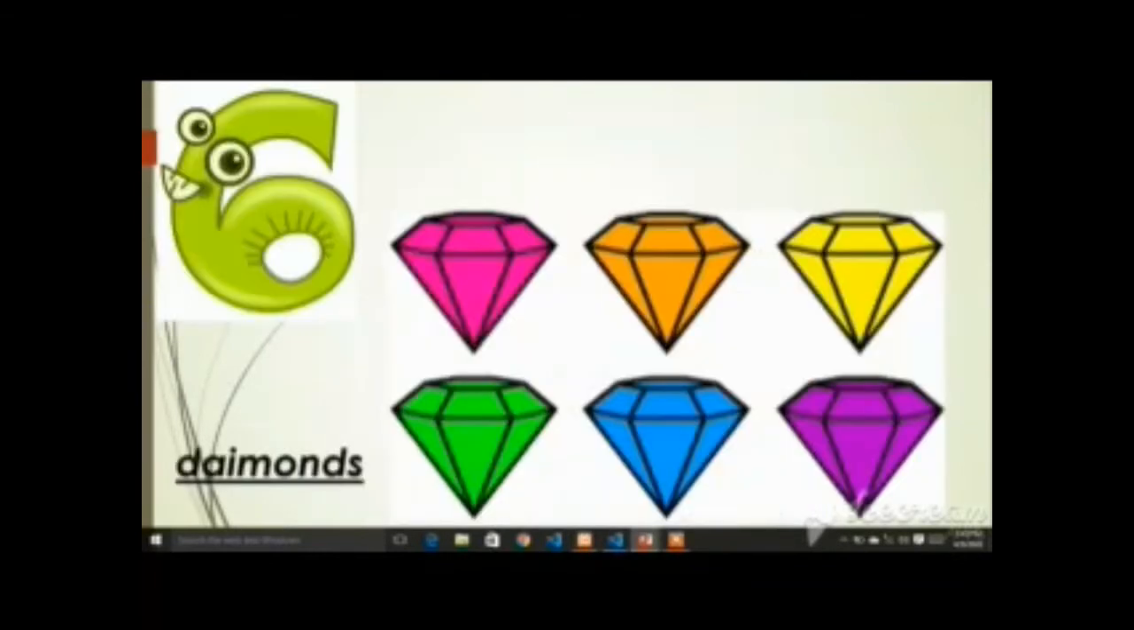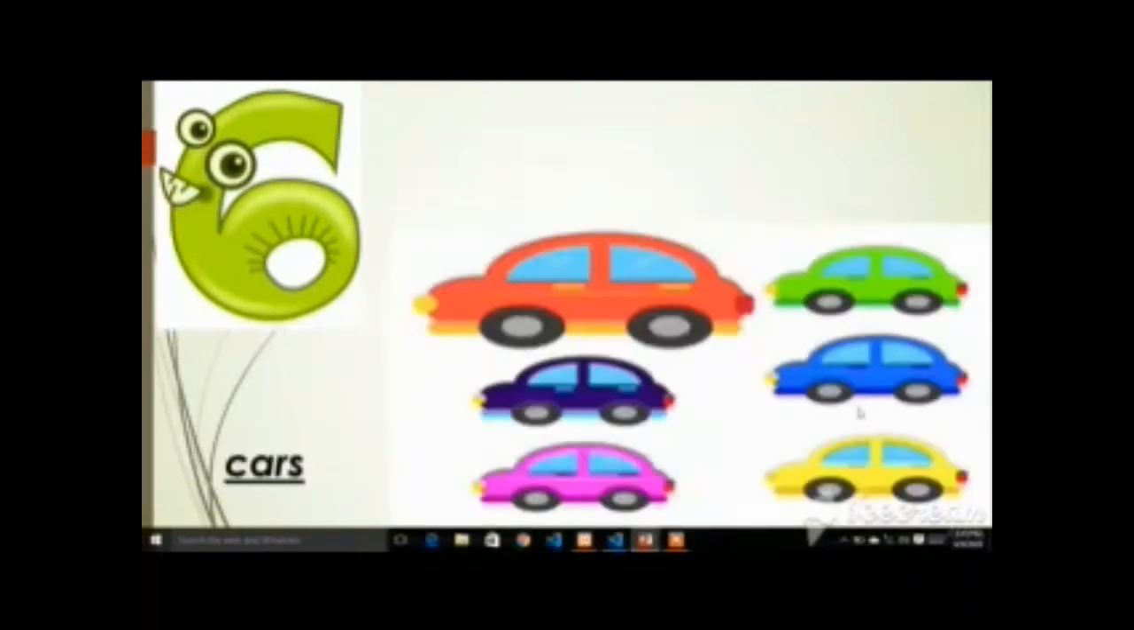Look at these. What are these? These are diamonds. How many diamonds? 1, 2, 3, 4, 5 and 6. Very good.